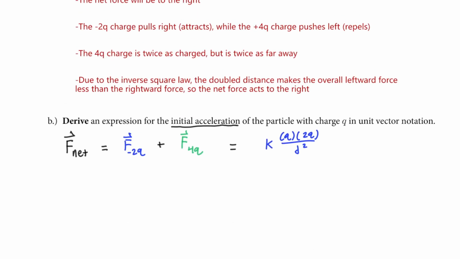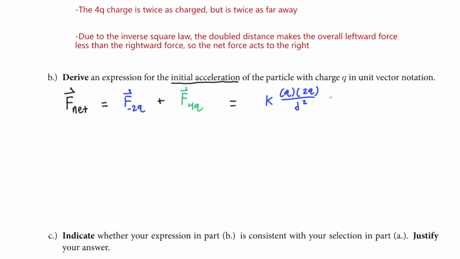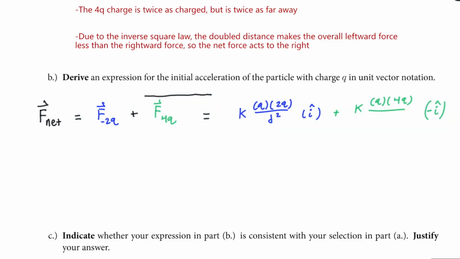And then for my direction, since I drew it correctly on the picture, I know I'm just going to put a right unit vector, or an i hat, to indicate that. And then similarly for my 4q charge, this one actually is directed to the left, so I would attach a minus i hat to that one. And the distance here would be 2d because it's 2 charges away.